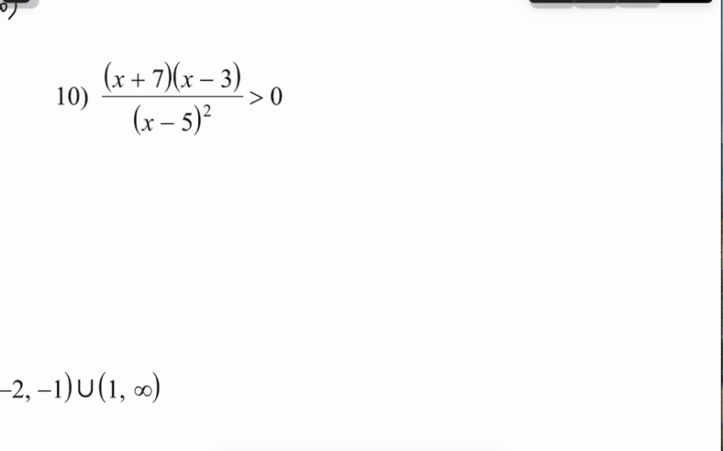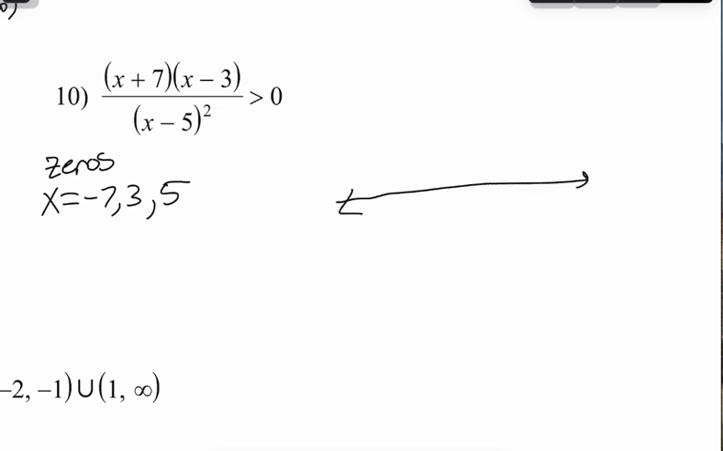So the top gives us zeros at -7 and 3. The bottom gives us a zero of 5. So let's put those in least to greatest order. And it just so happens that is least to greatest order. The factors from the top are open circles because there are no equal to's in the problem. So the -7 and the 3 are open. The 5 came from the bottom, so it's open no matter what.